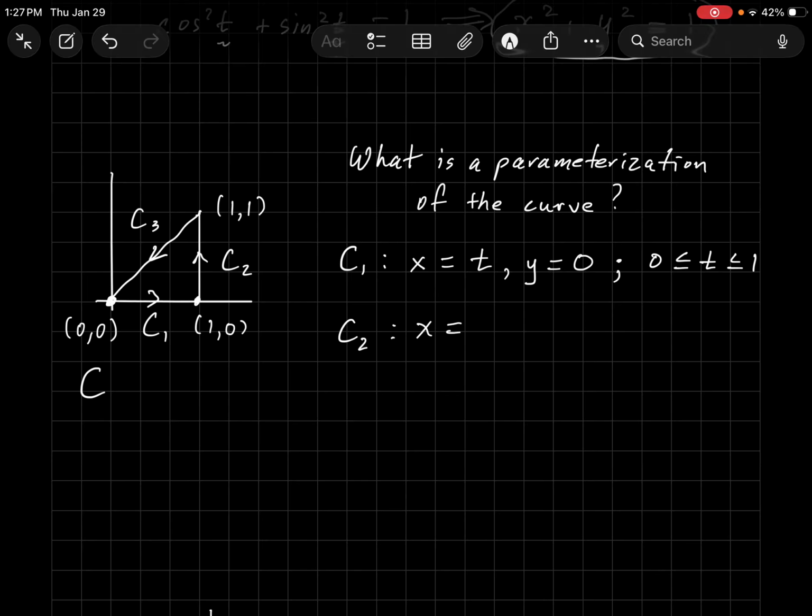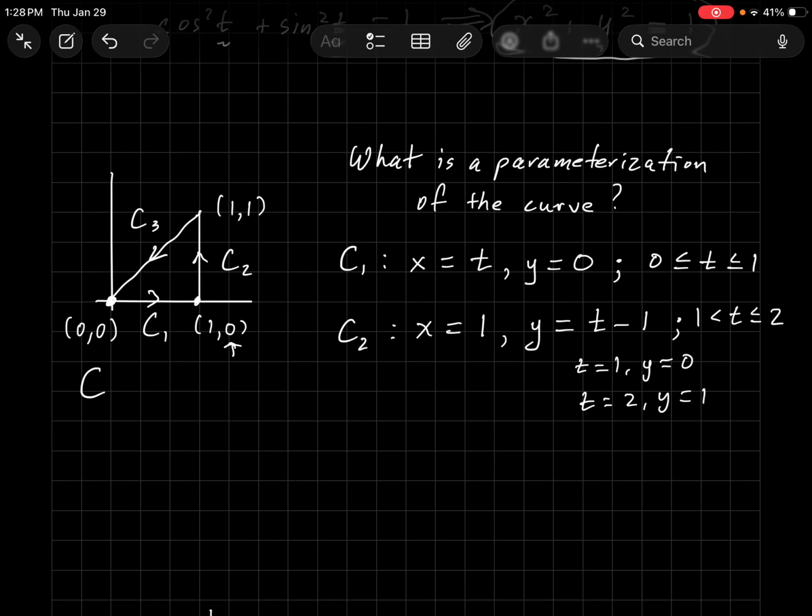How about curve 2? Well, on curve 2, x is always 1. x doesn't change. And y equals t. Or does it? What if I just want to keep going and keep my time in order, and say this is from 1 to 2? Well, x equals 1 still works, but y equals t does not work, because at t equals 1, I should be at y equals 0, but I'm at y equals 1. So what if, instead, I do the parameterization y equals t minus 1? Does this work? At t equals 1, y equals 0. At t equals 2, y equals 1. I'm feeling pretty good about that.